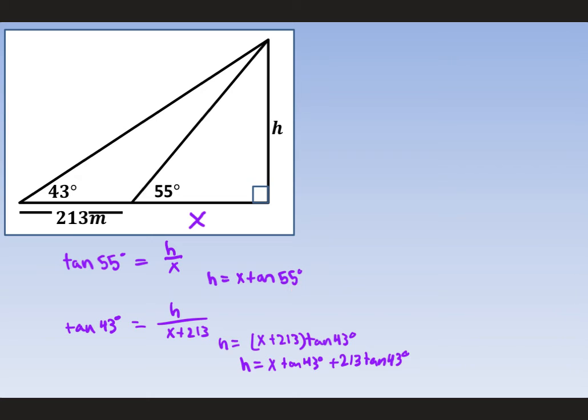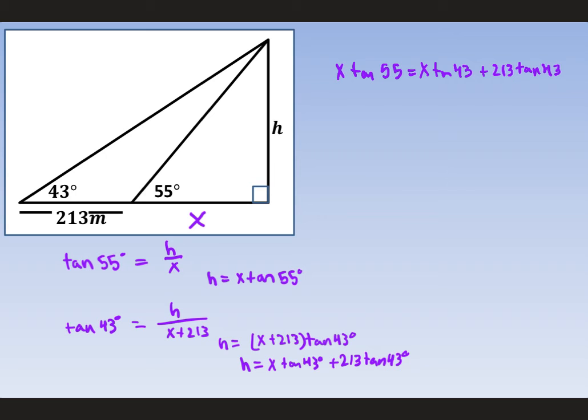We have one equation equal to h. We have another equation equal to h. So if this equals h and this equals h, then there's a certain property out there called the transitive property that allows those two things to be equal to each other. Since they both equal h, we can now set them equal to each other. x tangent of 55 is equal to x tangent of 43 plus 213 tangent of 43.